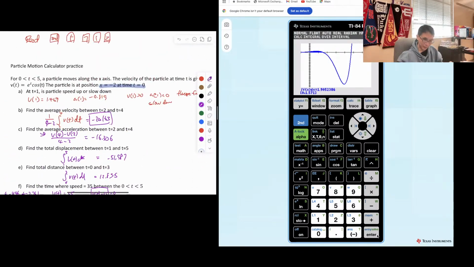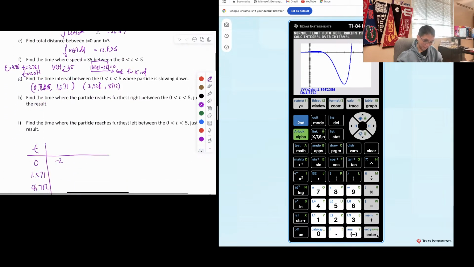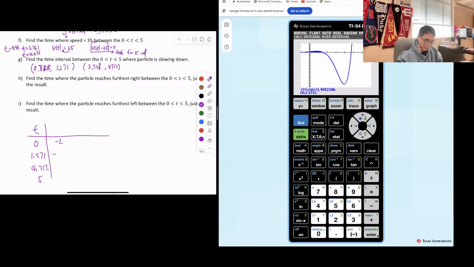Why? The second one's -2 plus the integration 0 to 1.571. So this is here. And that's equal to 1.905. So it'll be negative 0.095, I believe, if I count it wrong. Yeah. Because you're adding the -2, because that's the initial position. So if I want to find out where the position is, then that's actually 0.095.